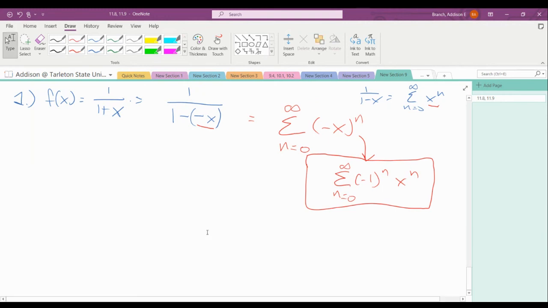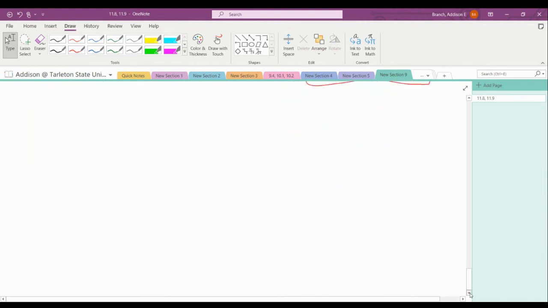So now let's try one that's a little more complex. This one's kind of hard to teach without showing examples of how it works, so you'll see more as I do more examples. This one, our function is equal to 2 over 3 minus x. And of course, I'm just going to write our main one up here.